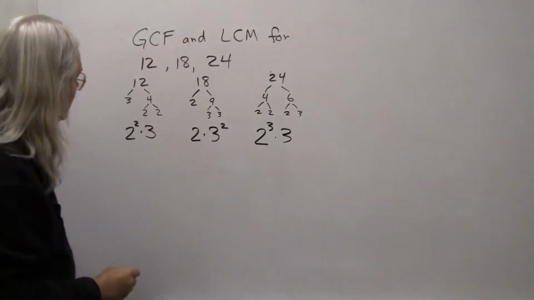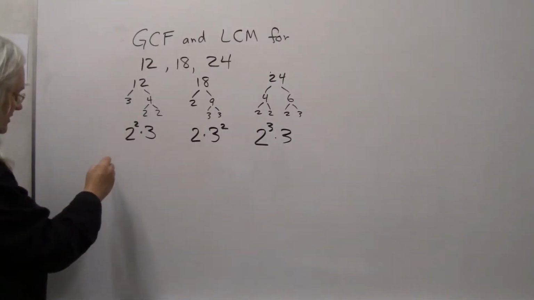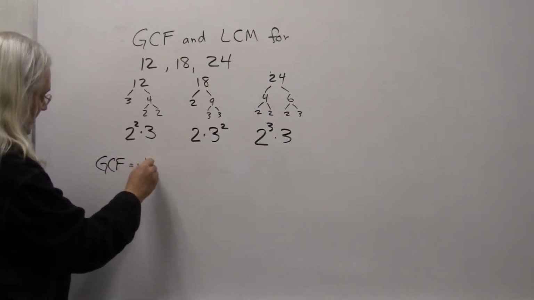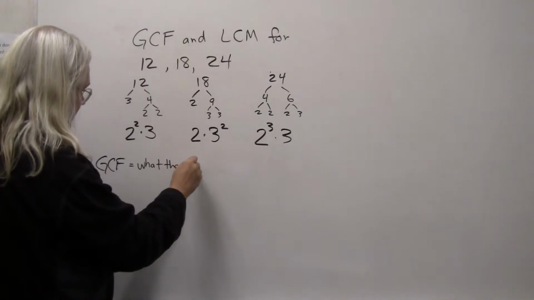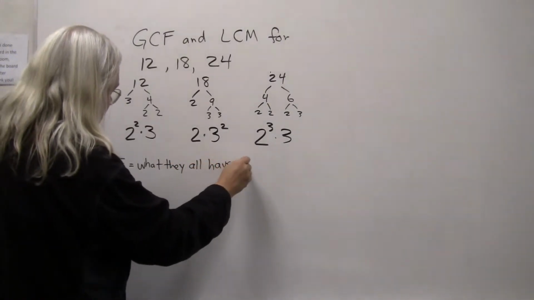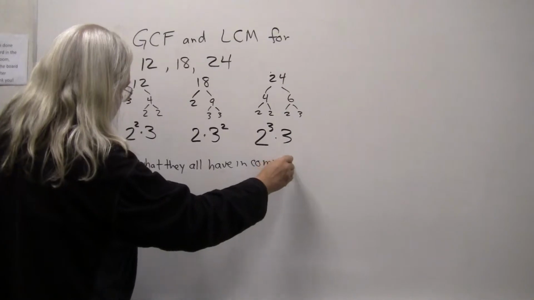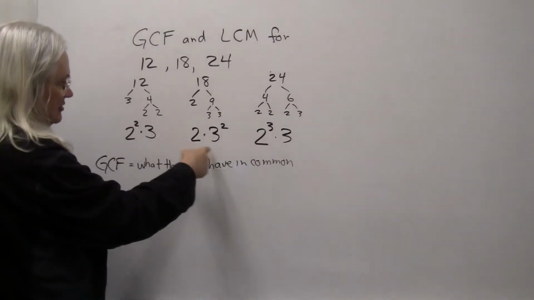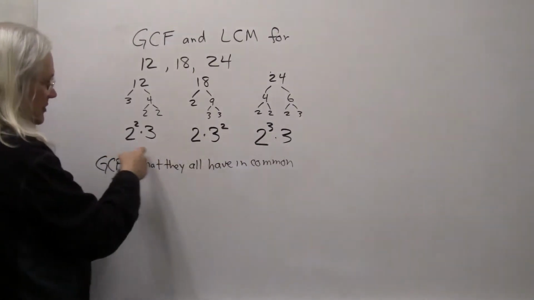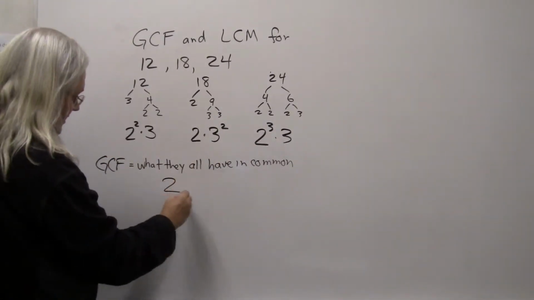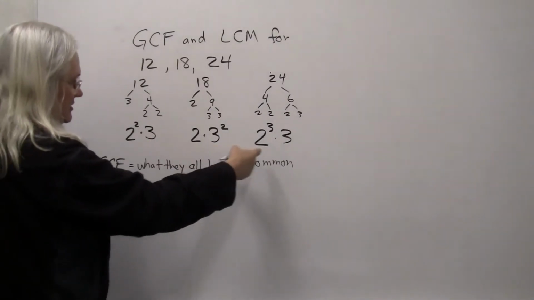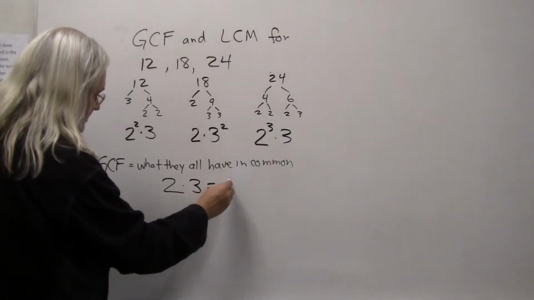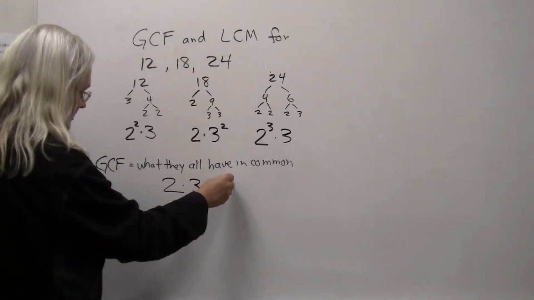So now, if I want to get, say, the greatest common factor, it's what they share in common. And if you look at these factorings, this has 2 squared, that has a single 2, this has 3 2's. What they have in common is just that single 2, right? This has 1 3, there's 2 3's, there's 1 3. What they all have in common is a single 3. So that's the GCF, 6.